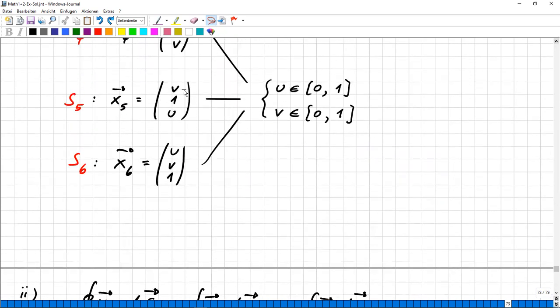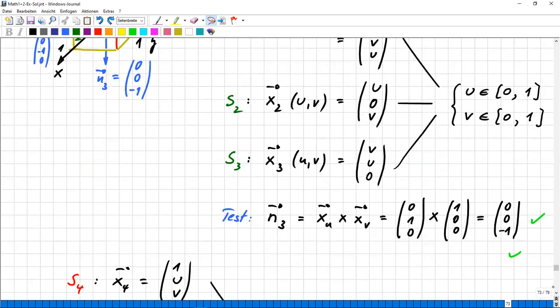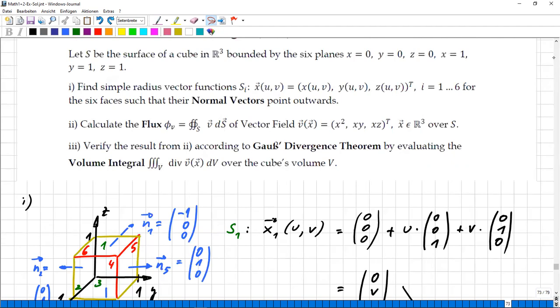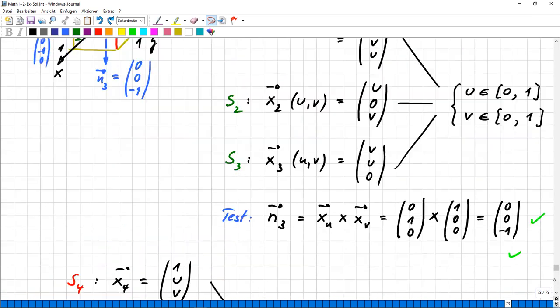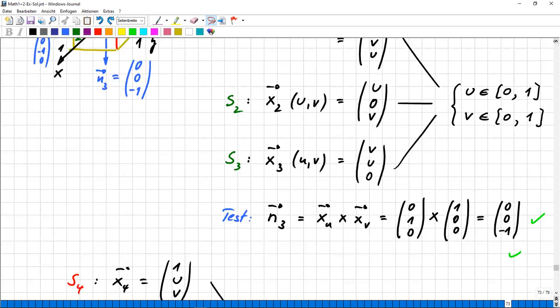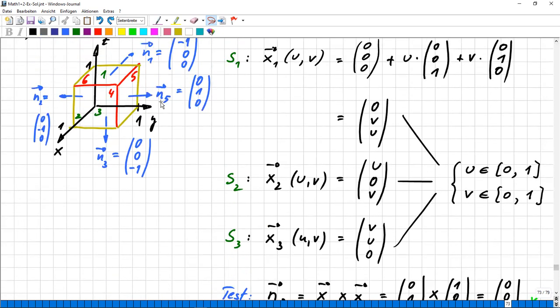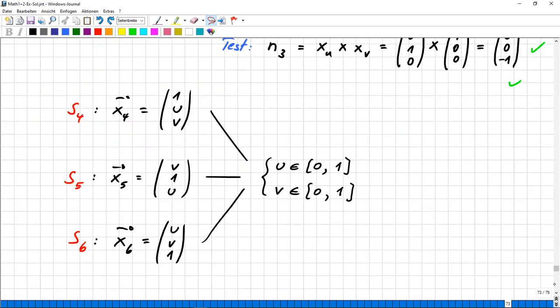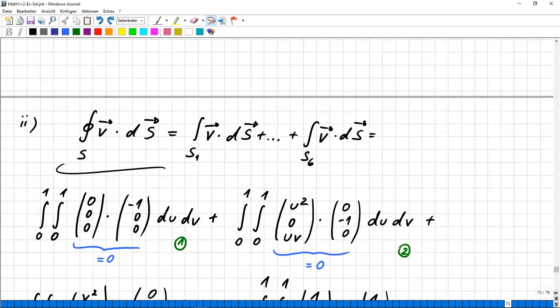We have v 1 u to be taken for x, y, z. So we get v squared, v times 1, which is v, and v times u for the third one. And you also remember that for face number 5, the normal vector, I didn't even give it, but we can see it here, this one points to the right, it's 0, 1, 0. So that's what we see here.